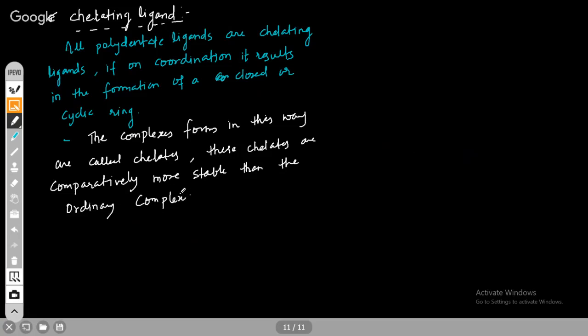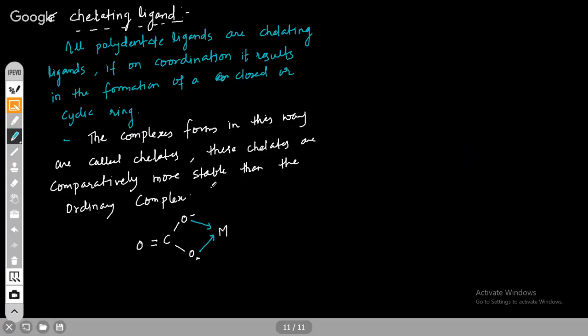One thing is, when the donation of electron pair takes place, there is a tendency to form a cyclic ring. For example, suppose we have carbonate ion. When both oxygen atoms here take part in bonding with the metal, donating electrons to the metal, we get a four-member cyclic ring compound. This cyclic ring we call chelates.